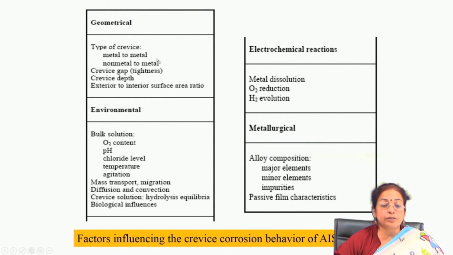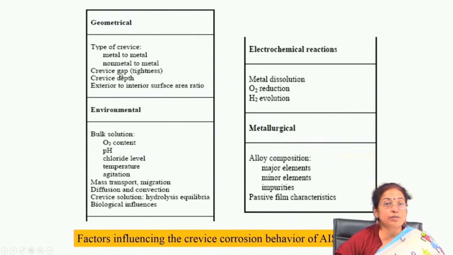As I mentioned, these factors all play a very important role. Take the type of crevice, whether it is metal to metal or non-metal to metal. If it is metal to metal, they are quite close in the galvanic series. On the other hand, if it is non-metal to metal, they are widely apart in the galvanic series. So, you will find that the probability of crevice attack will be higher with non-metal to metal than with metal to metal.